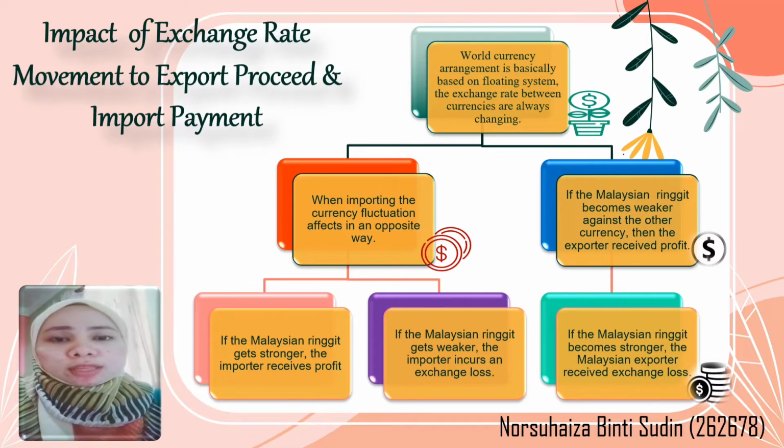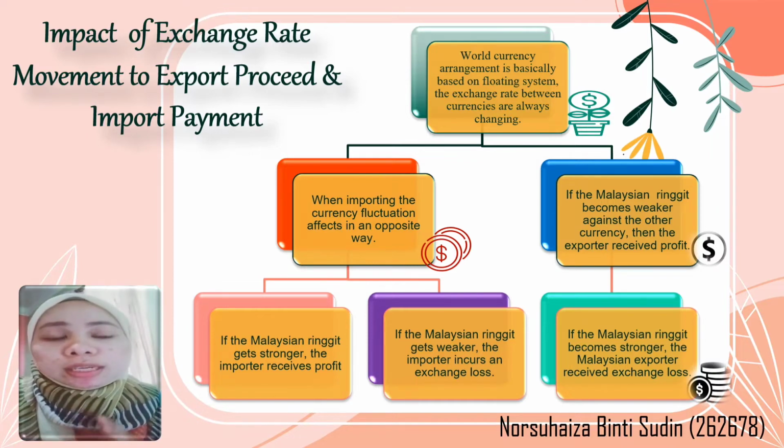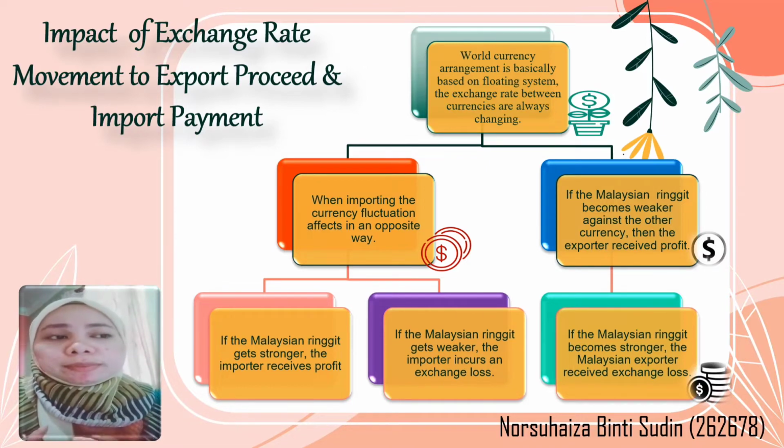When importing, the currency fluctuation affects in an opposite way. The first way, if the Malaysian ringgit gets stronger, the importer receives profits. Why? Because its value is rising in relation to one or more currencies. A strong ringgit will buy more units of foreign currency than previously.